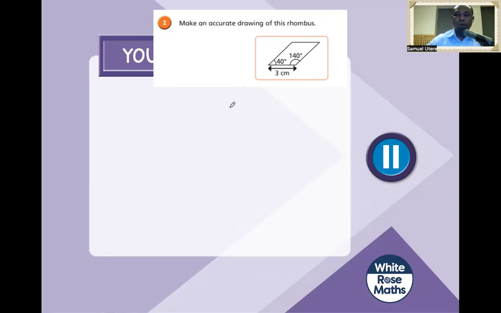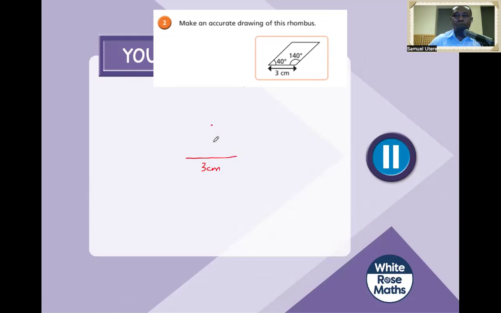For this one, the first thing you would do is draw, using your ruler and pencil, the 3 centimeter line. The next thing you would do is position your protractor here and draw a 40-degree angle. So you mark your 40-degree angle, and then you draw a line as long as you can right there.